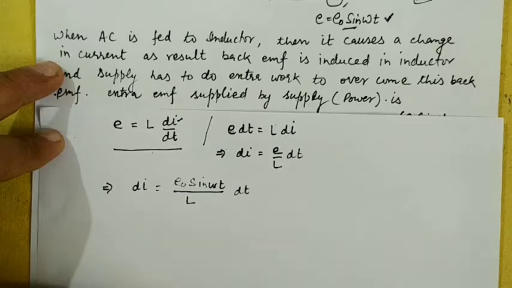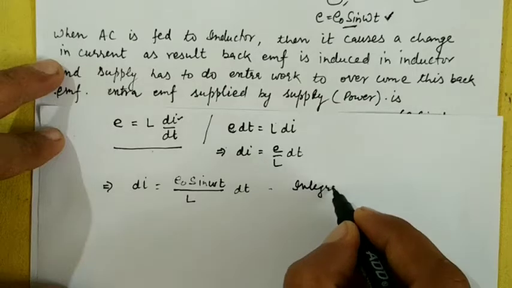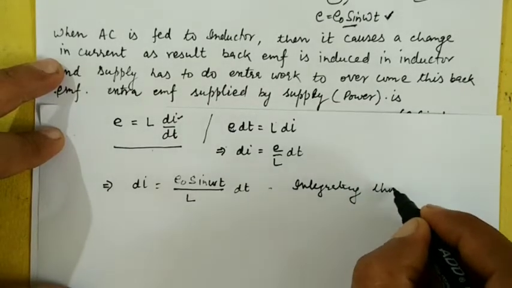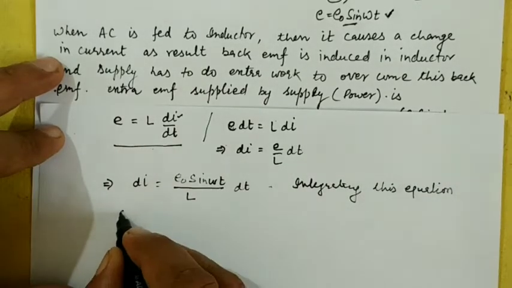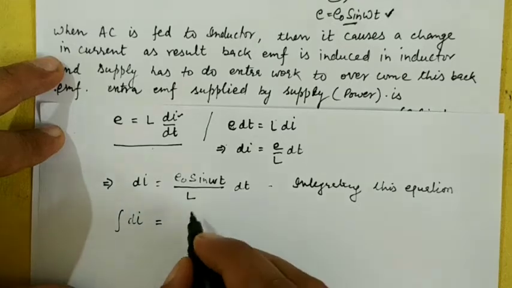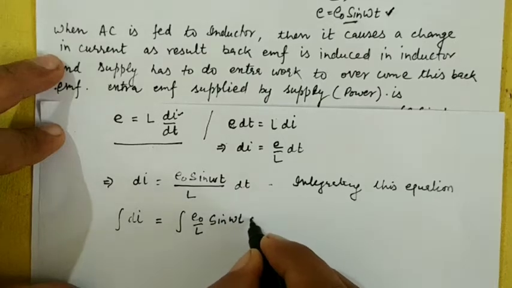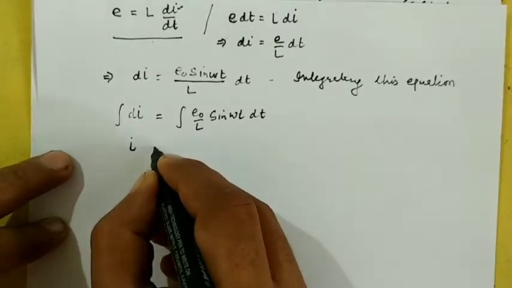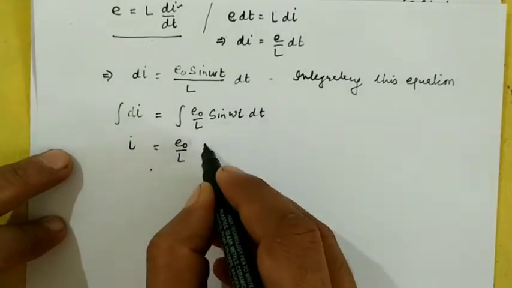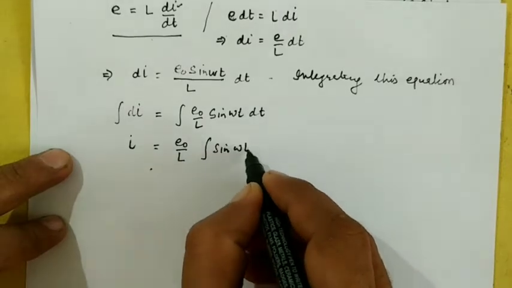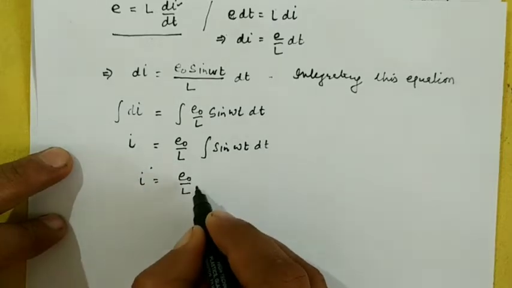To find that, I just have to integrate it. So integrating this equation, we get di is equal to E naught by L into sine of omega t into dt. We get I is equal to E naught by L, which is constant, times the integral of sine of omega t into dt. Further we get E naught by L.